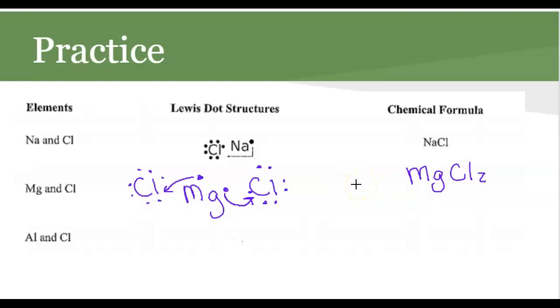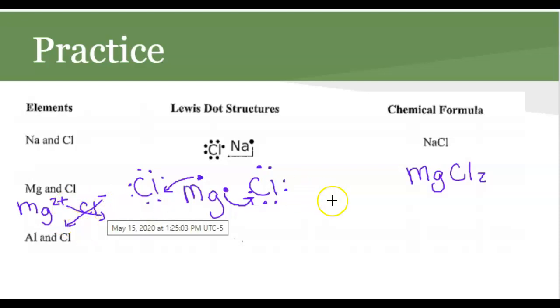And one way you could have done it too, if you don't like drawing the Lewis dot structures or you don't feel like that's helpful for you, then do what we did on the last slide. I know Mg is a 2+, I know Cl is a minus, so then you could do that crisscross method that we were just doing and arrive at the same thing. But for drawing's sake, I will keep that piece on there.